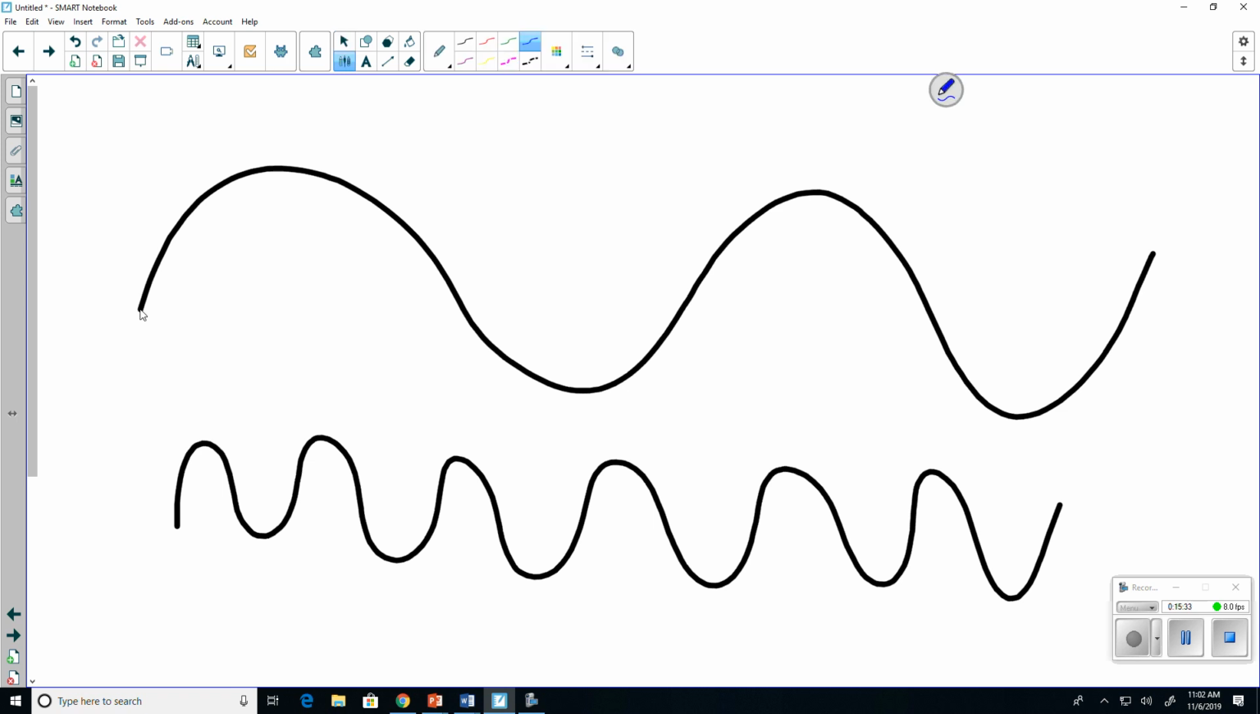A wavelength is the length of one wave. It's not a tricky definition. So you can measure that like from peak to peak, from trough to trough. You could just do one oscillation. That's a wavelength. Which one, the top or the bottom, has a longer wavelength? Top. Okay, simple enough.